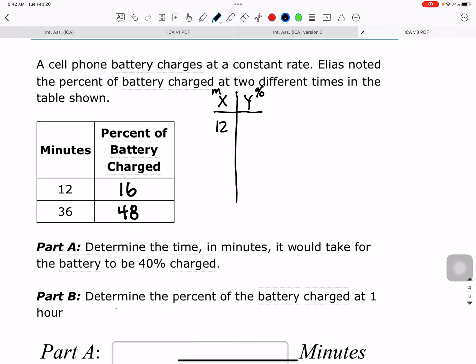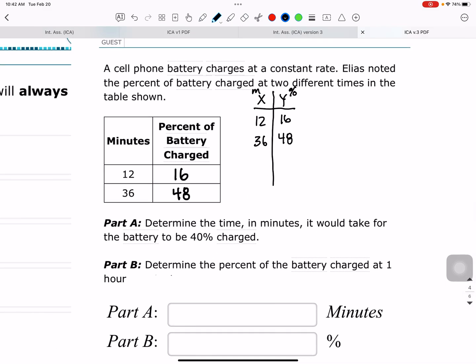We have 12 and 16. We have 36 and 48. They're also trying to find us two different things. They're saying, how long would it take to be 40%? So if we put 40% in the charge over here, what is this over here? For B, it says, what if you charged it 1 hour? That's 60 minutes. How much percentage would that be?